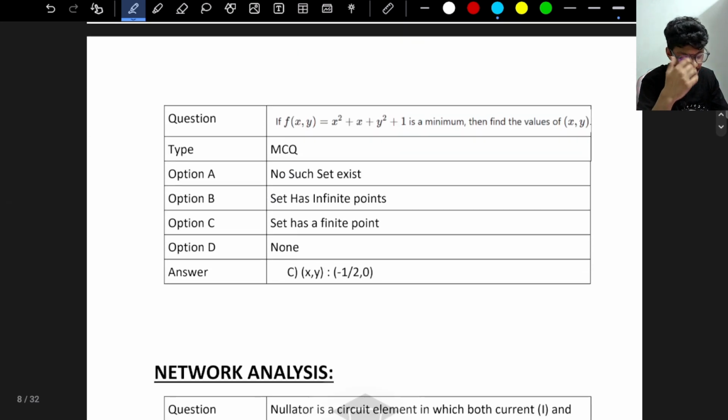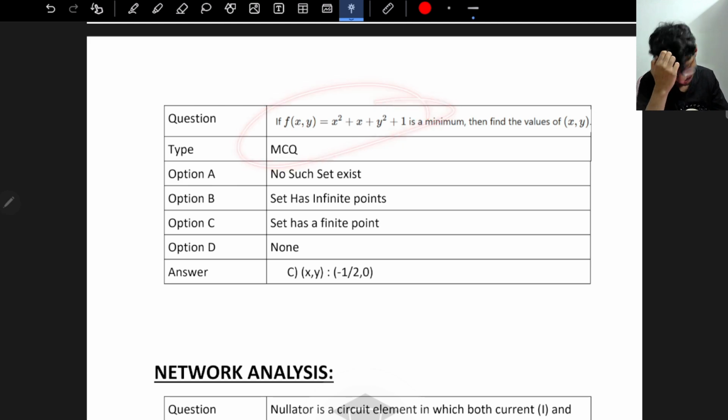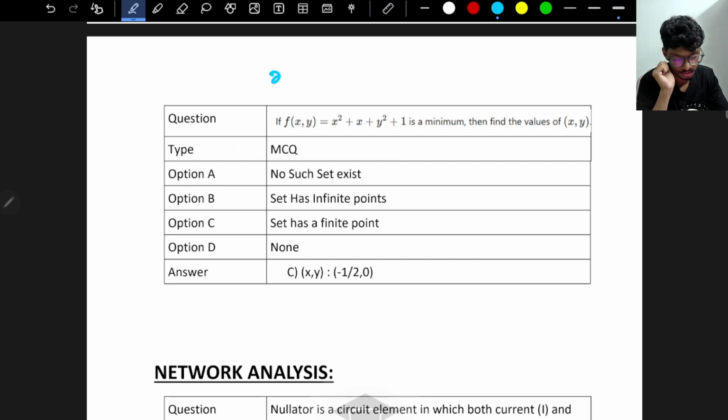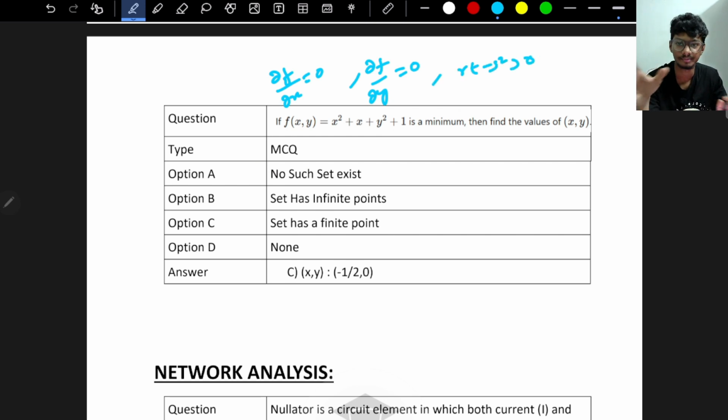Now this question is again pretty simple. You have to find the possible values of x and y for which I am getting a minima. How do you find the minima? You make the partial derivative of the function with respect to x equal to 0, and the partial derivative with respect to y equal to 0. Then you use the condition rt minus s square greater than 0. I hope you remember, so I am not explaining it. You will get one finite set of values, that is C. Option C will be the correct answer in this case.